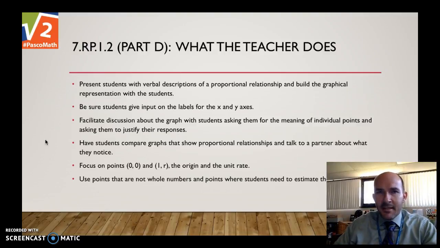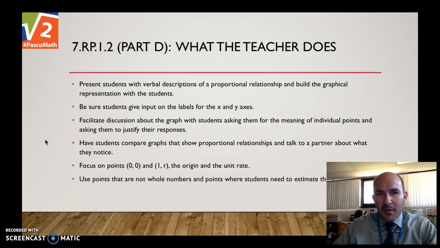So let's look at some things that the teacher can do in the classroom to create the conditions for learning around this standard. Again, present students with verbal descriptions of a proportional relationship and build the graphical representation with the students. We've already made tables, we've made equations, now we're moving to that graphical representation. Be sure students give input on the labels for the x and y axes. Again, we need to make sure that we're attending to precision there and labeling our axes.